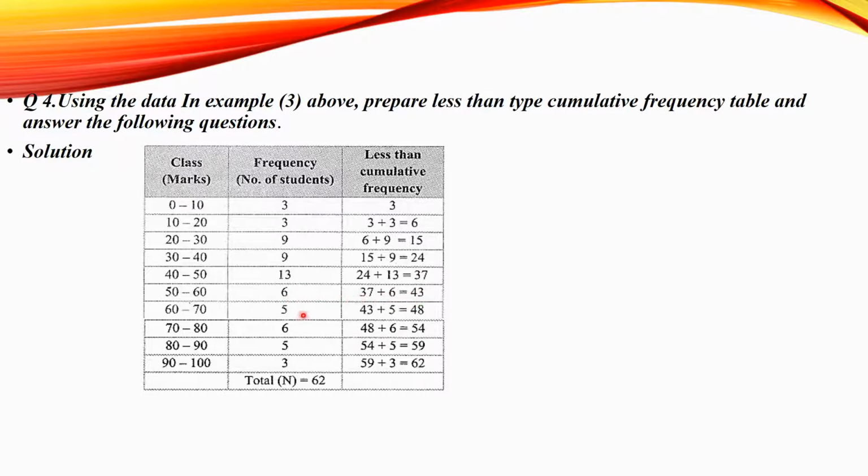43 plus 5 is 48, which will be the cumulative frequency of the class 60 to 70. 48 plus 6, that is 54, will be the cumulative frequency of 70 to 80. 54 plus 5, that is equal to 59, will be the cumulative frequency of 80 to 90. And 59 plus 3, 62, will be the cumulative frequency of 90 to 100.